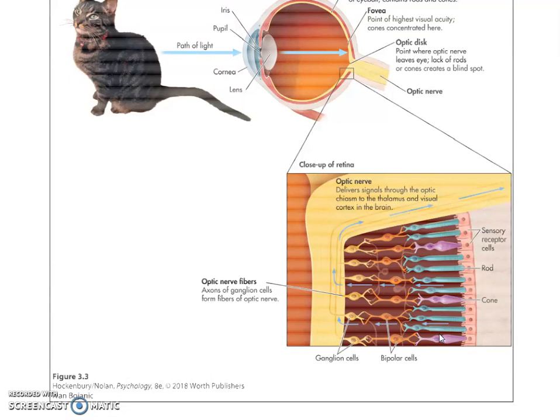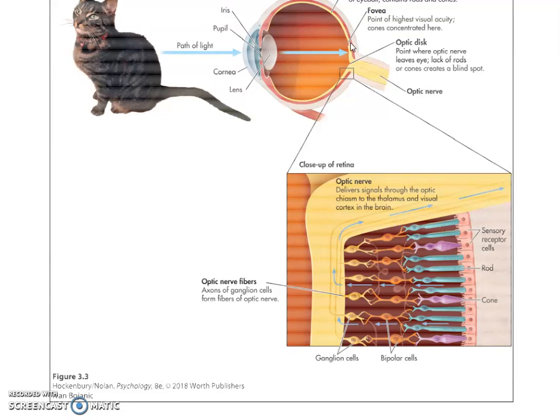The rods are responsible for seeing dim light. And as I mentioned before, there are no rods in the fovea. So when we look at things with the center of our vision, we're using our cones and not our rods.